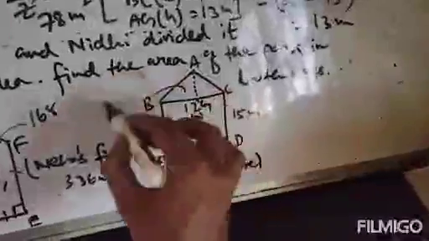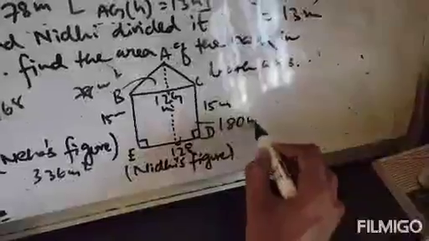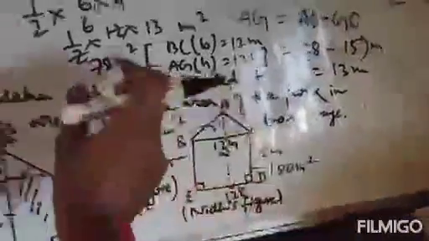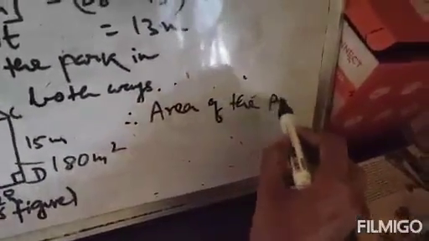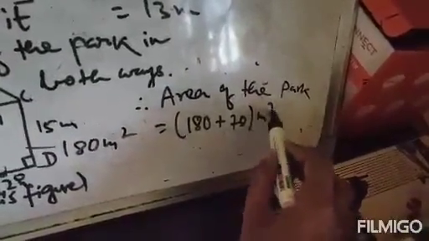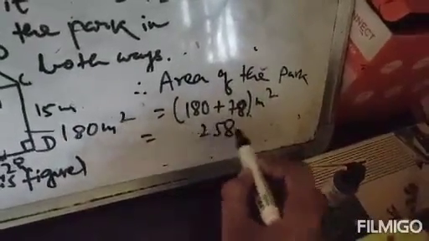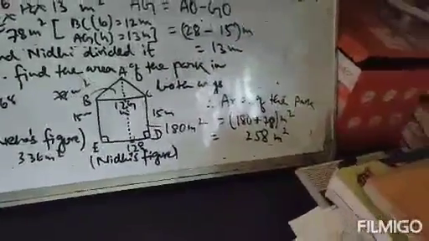So this portion is 78 meter square, and the rectangle portion is 180 meter square. So add both of them, that is 180 and 78, to get the area of this park. So according to Nidhi's figure, the area of the park is 180 plus 78 meter square. 8 plus 0 is 8, 7 plus 8 is 15, carry 1, 1 plus 1 is 2. So 258 meter square will be the answer.